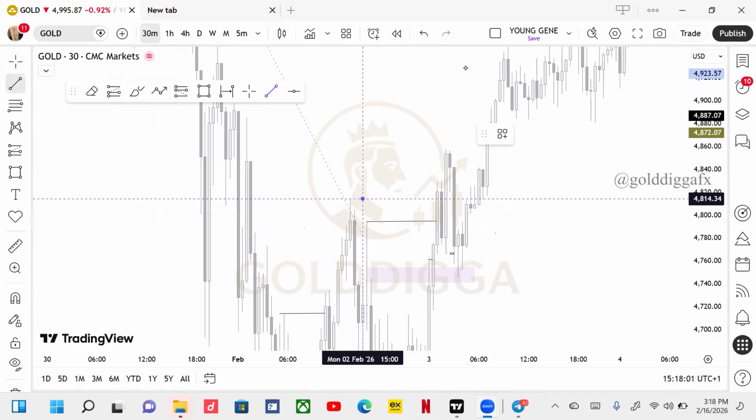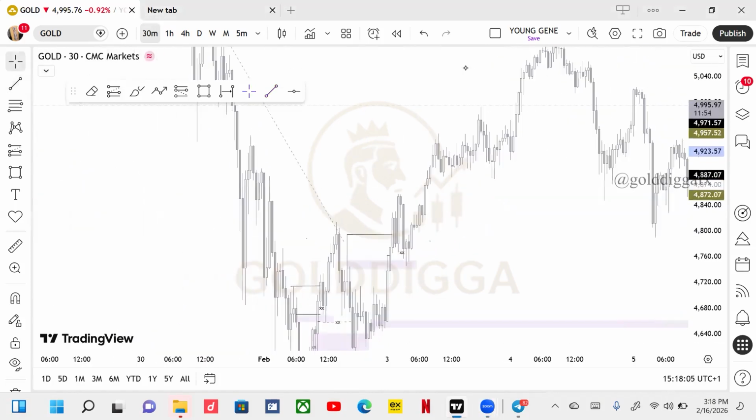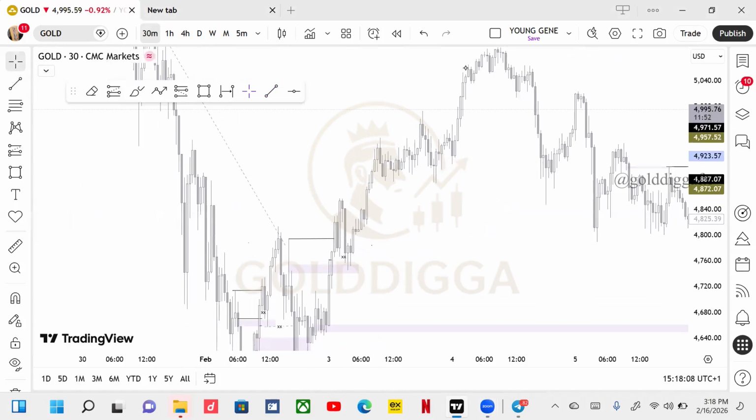Where to draw your trend line. You don't have to know where to draw your trend line to see trend line liquidity. It doesn't really matter. Once you see a series of trending highs or a series of trending lows, you can just draw and mark it.